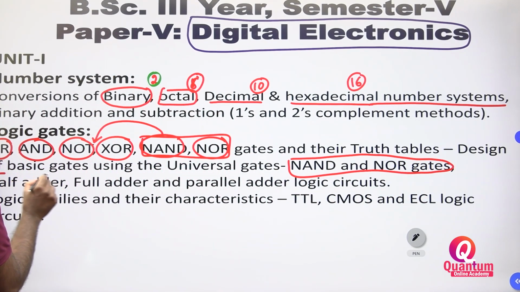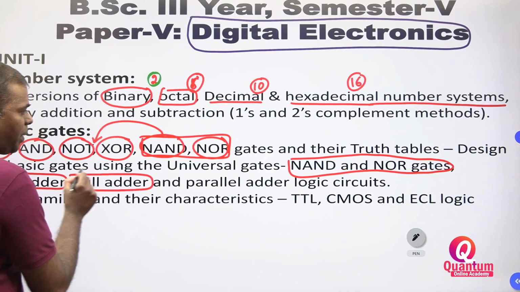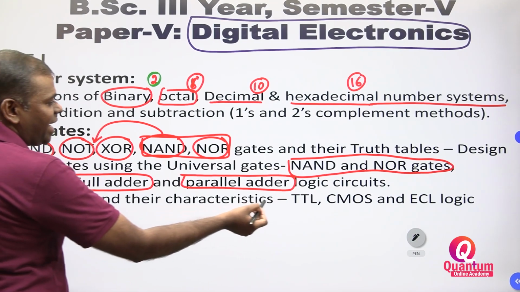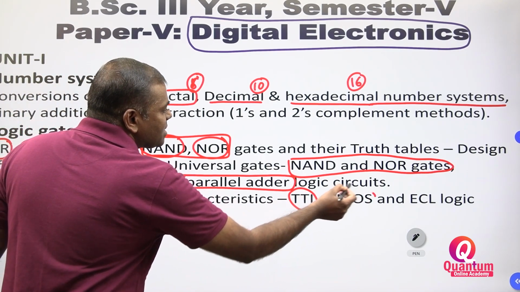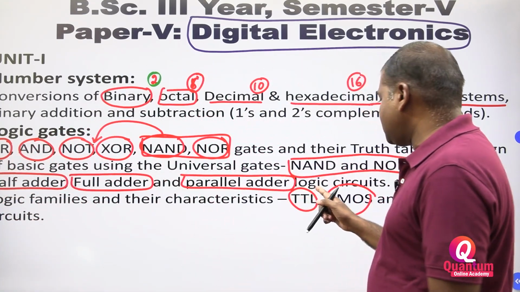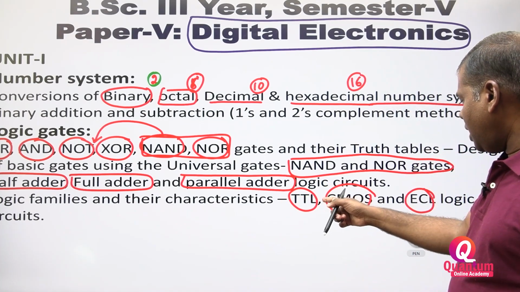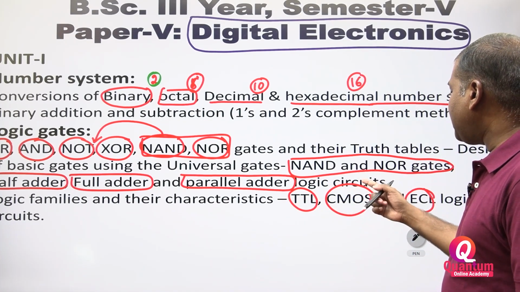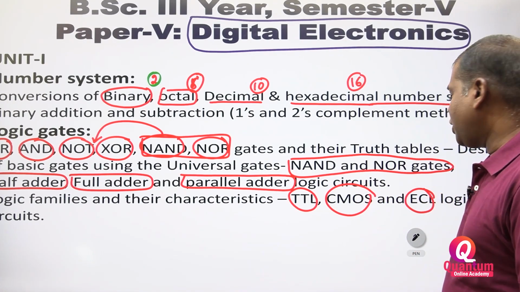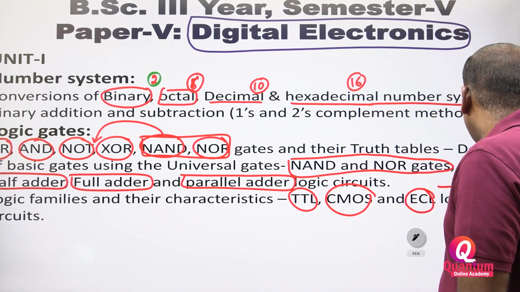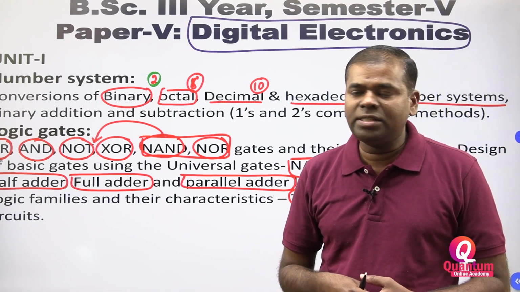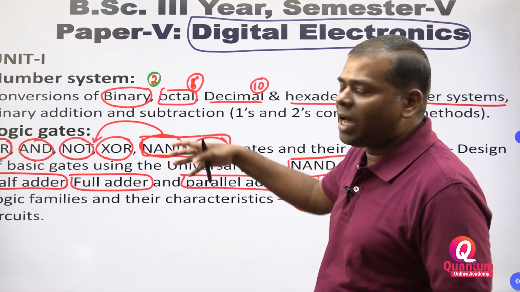Then half adder, full adder and parallel adder, 3 adder logic circuits are there, and logic families and their characteristics: TTL, CMOS and ECL. That is transistor-transistor logic circuits, complementary metal oxide semiconductor logic circuits, and emitter coupled logic circuits. So these logic circuits are there according to your syllabus. Those number system and logic gates are there.